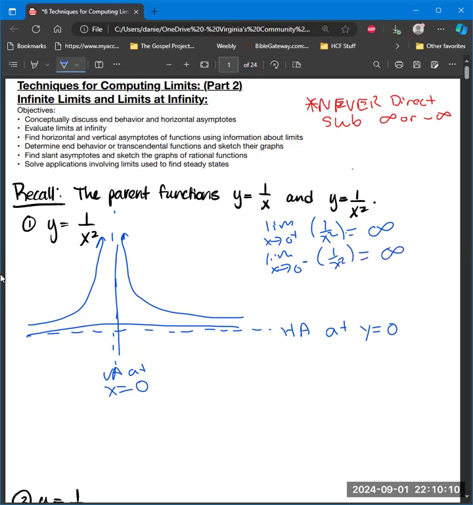So let's look now at the limit as x goes to positive infinity, the right-hand end behavior over here, of 1 over x squared. It is going to go to 0, and the limit as x goes to negative infinity, the left-hand end behavior over here, of 1 over x squared is also going to go to 0.